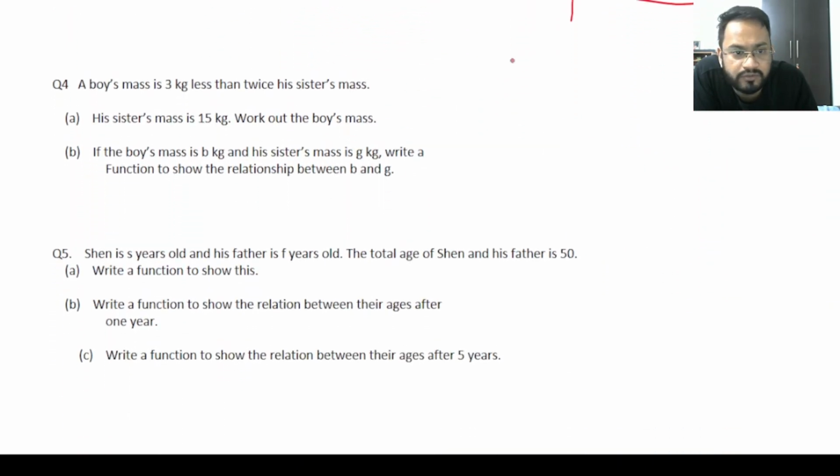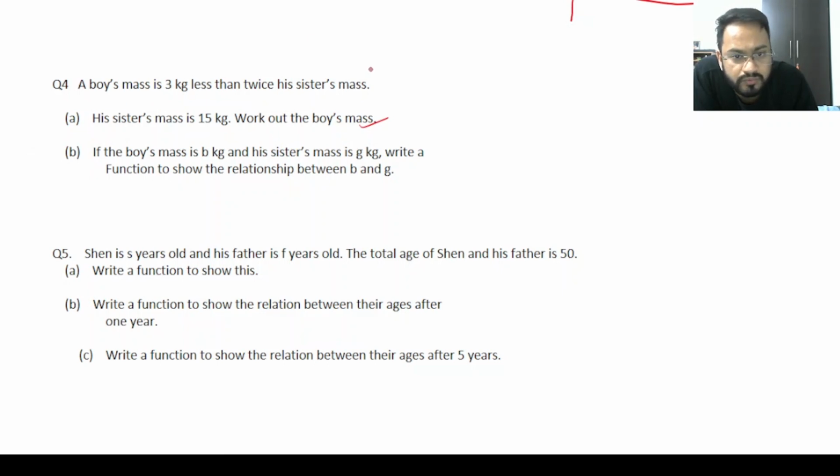And now coming to the next question, which is based on algebra. A boy's mass is 3 kg less than twice his sister's mass. The sister's mass is 15 kg. Work out the boy's mass. If the boy's mass is B and his sister's mass is G, write down the function to show the relationship between B and G.